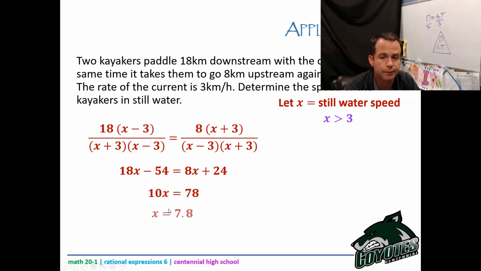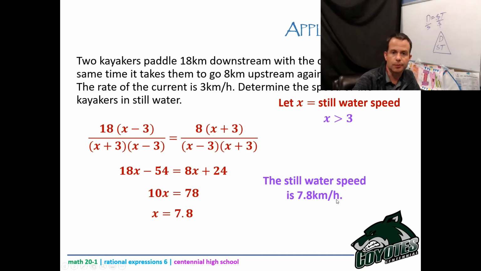So x equals 7.8. Now, you always got to ask yourself, what was the question, right? So x is 7.8. X represented the still water speed, and that actually was the question. It said determine the speed in still water. So I just have to conclude and make sure I answer the question. So the still water speed is 7.8 kilometers an hour. Okay, all right, so that's where we're going to stop, and that's where you're going to get going on your practice.